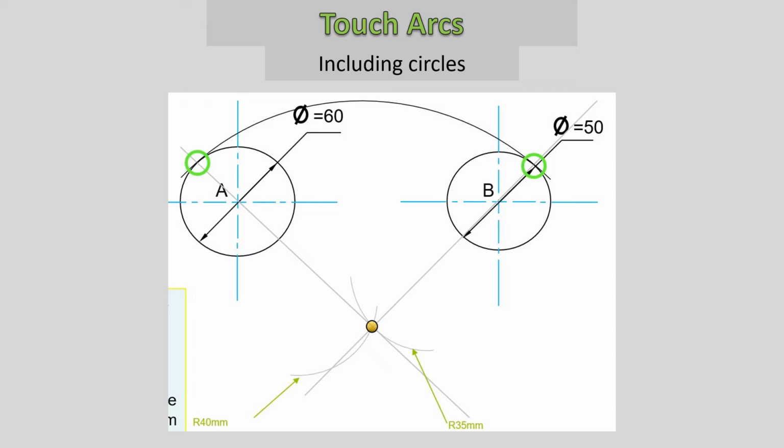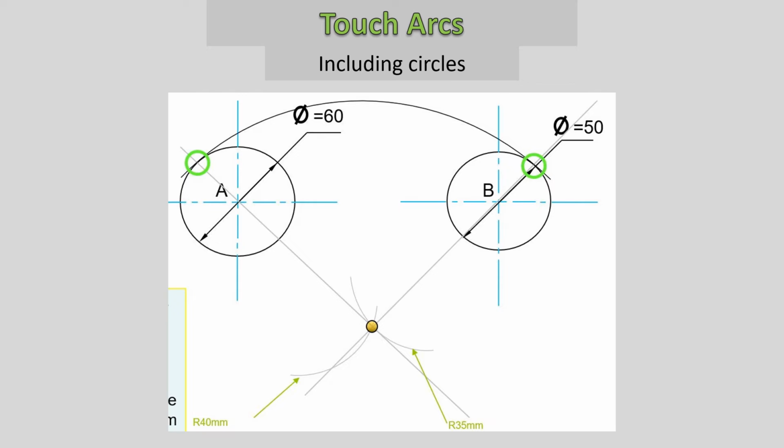The next example is the including circles, where we have a touch arc with a given radius that is going to wrap its arms around the outer edges of the circles. In other words, it's going to include the two circles in its radius.